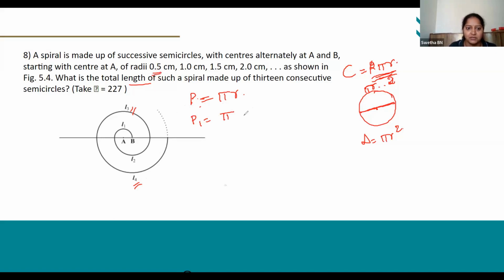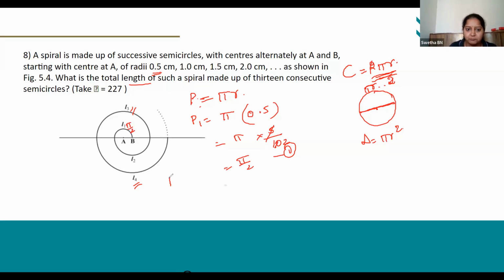So for the first semicircle, it is 0.5 right now. So how can you write this? See, 0.5 can be written as pi by 10, or it is pi by 2, right, children? This is P1, which is pi by 2.